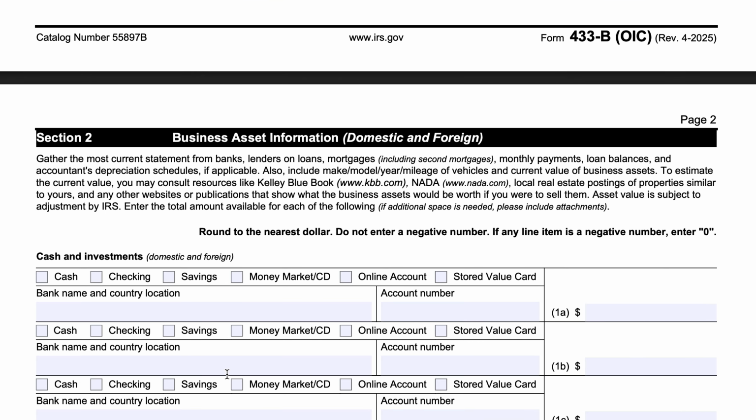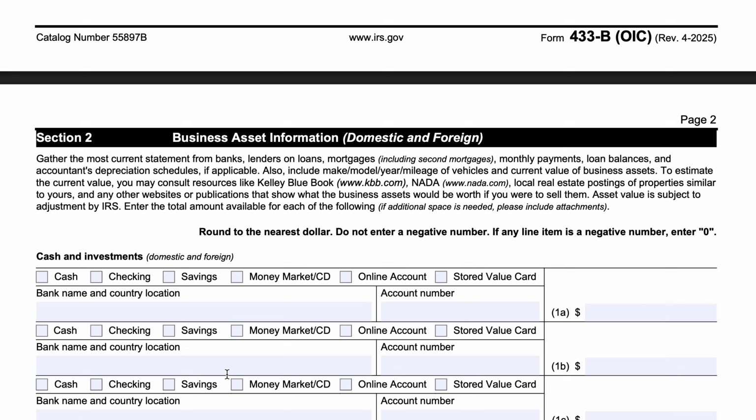In section 2, we're going to gather the current statements from your bank, lenders, mortgages, any monthly payments, loan balances, depreciation schedules. You're going to want to have records of your vehicles and current values of your business assets. There's guidance on how you can consult resources like Kelley Blue Book and real estate postings to come up with accurate statements.